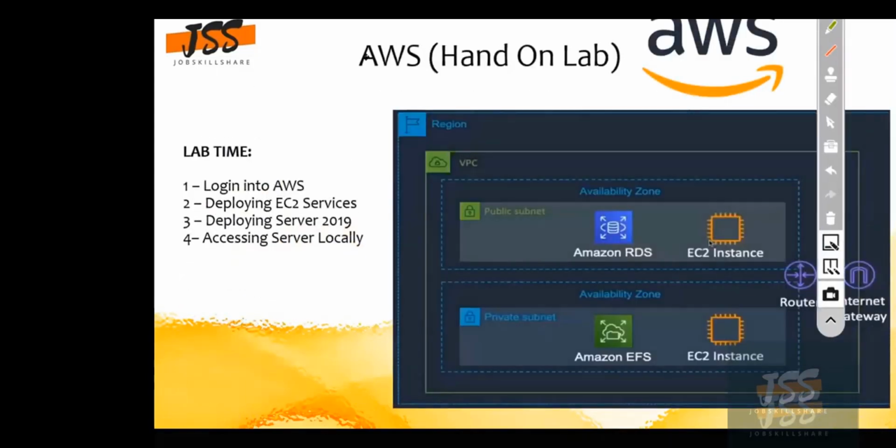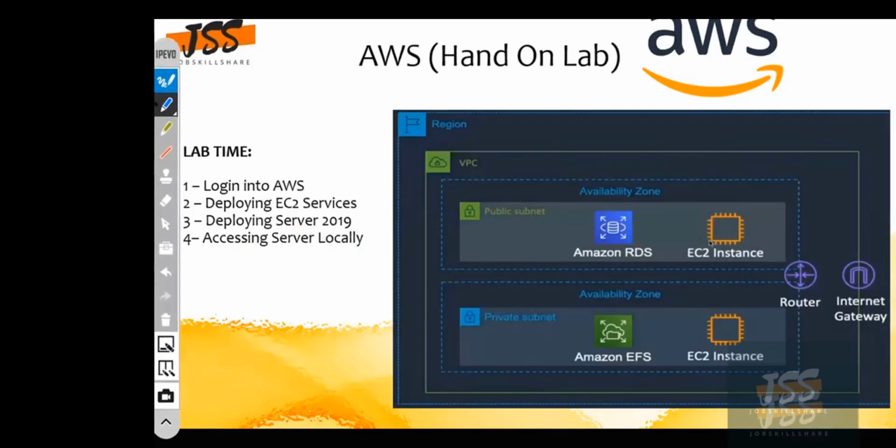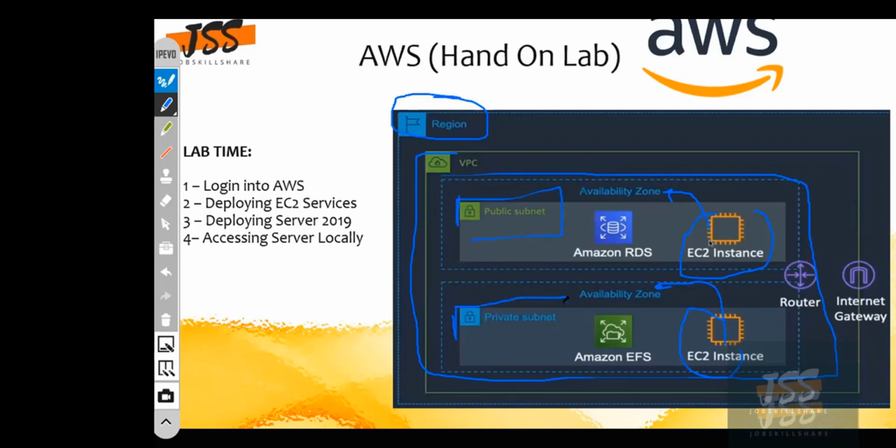So what I said earlier, as you can see here, we have the region, and then we have VPCs, one main VPC. Then these are the availability zones. Under what zones these things are available, like this EC2 instance is available in this zone, and this one is in this zone. Then we have public subnets and private subnets.